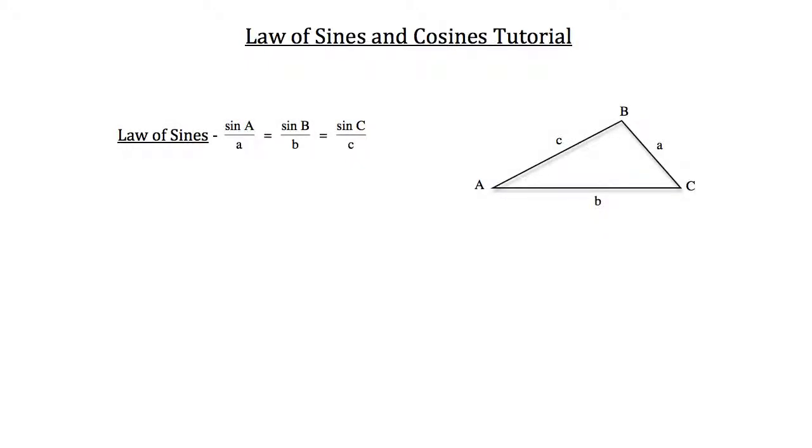The formula for the law of sines is the sine of angle A over side length A is equal to the sine of angle B over side length B is equal to the sine of angle C over side length C. You can see on the triangle to our right, we just have triangle ABC and we've shown the side lengths there. Side length C is directly across angle C, and side length A is directly across angle A.